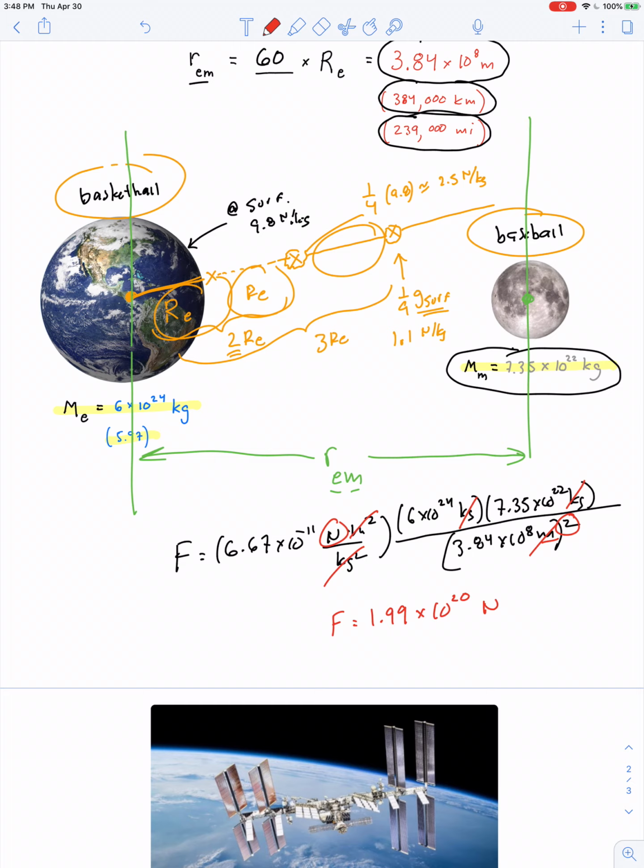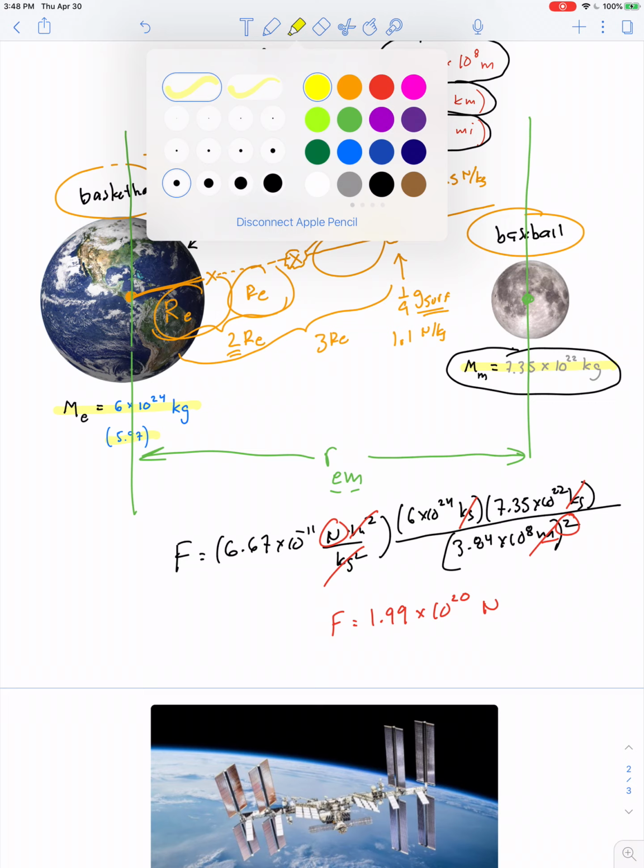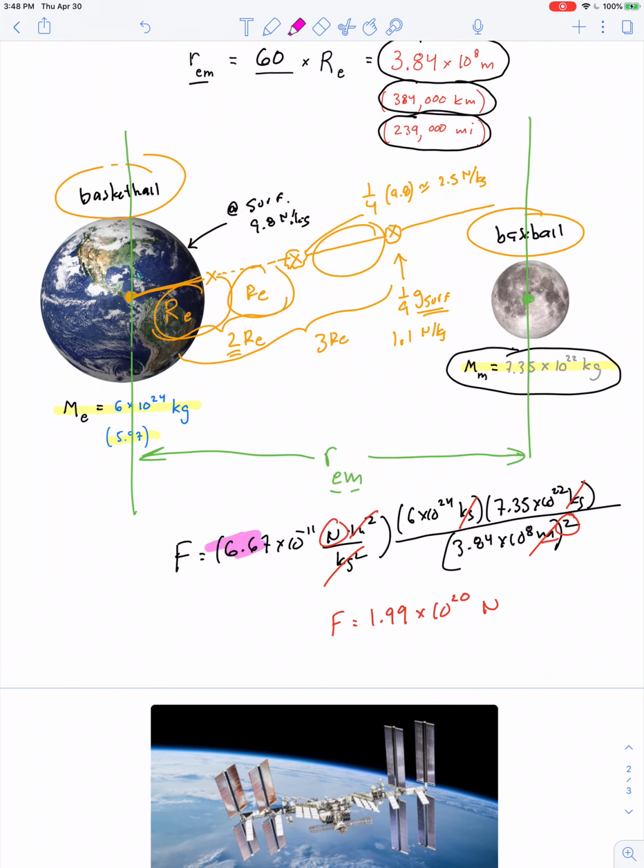If you want to spare yourself some keystrokes on your calculator, you could just multiply out the numerical parts. So multiply 6.67 times 6 times 7.35 and divide that by 3.84 squared. And then do all the powers of 10 in your head, because powers of 10 are so easy to work with. So 10 to the negative 11th times 10 to the 24th times 10 to the 22nd divided by 10 to the 8th squared. Well, that would be 10 to the 16th, right?